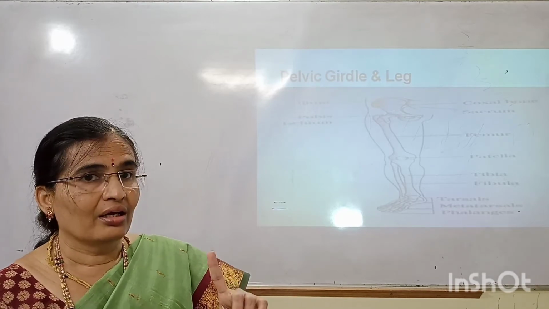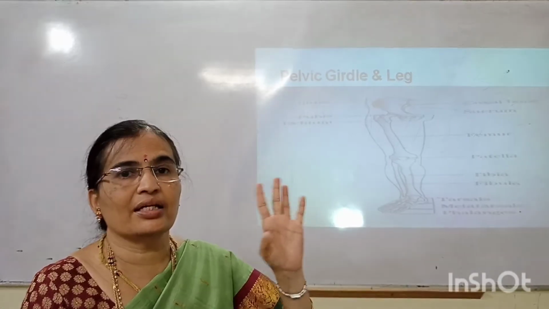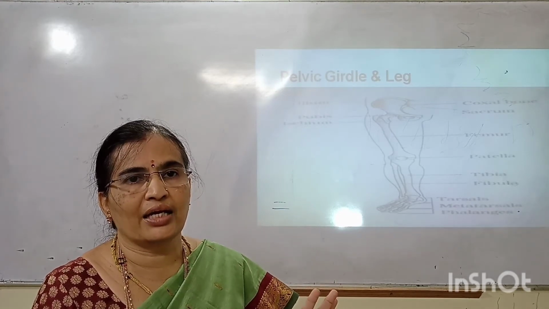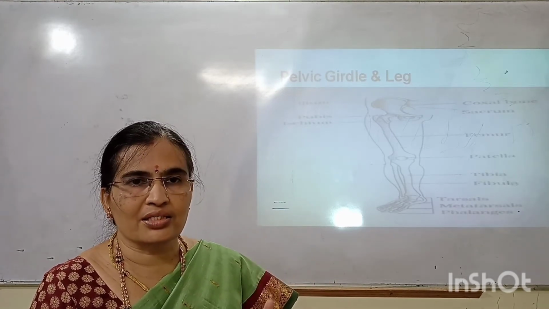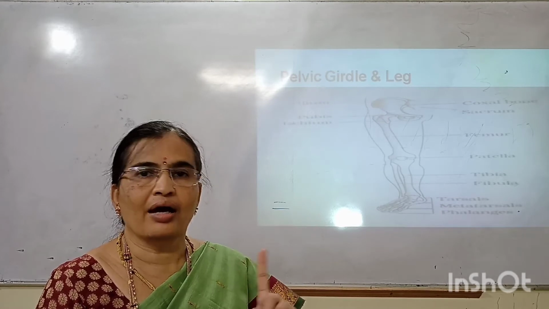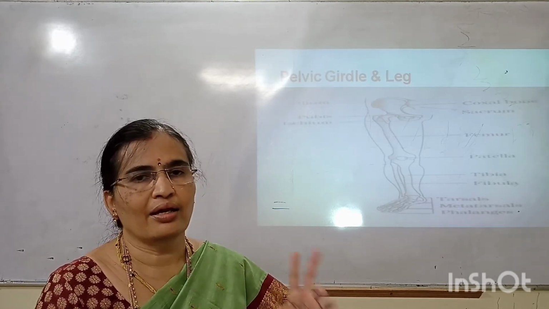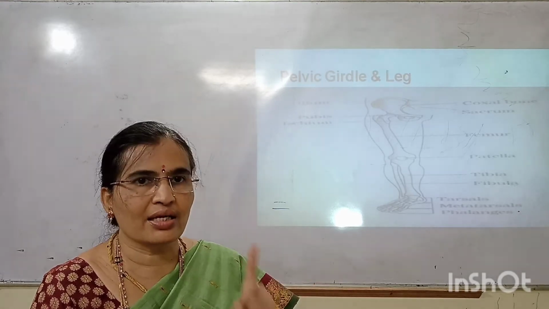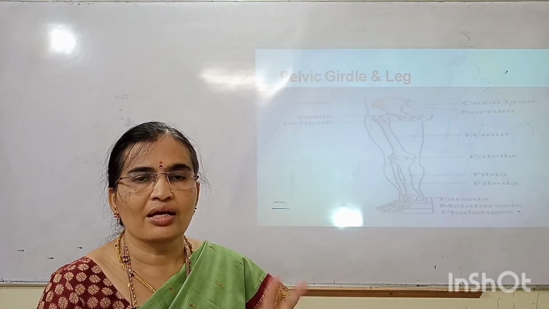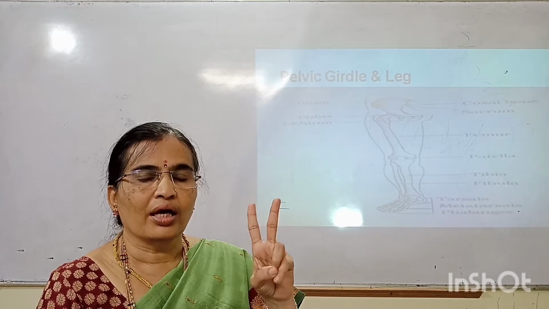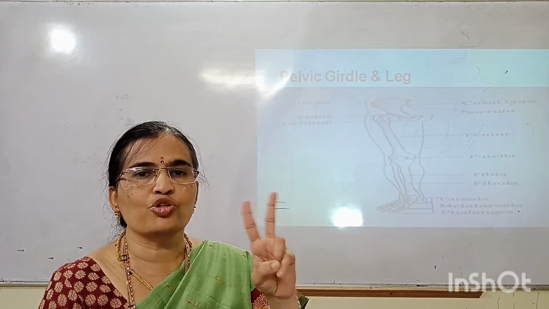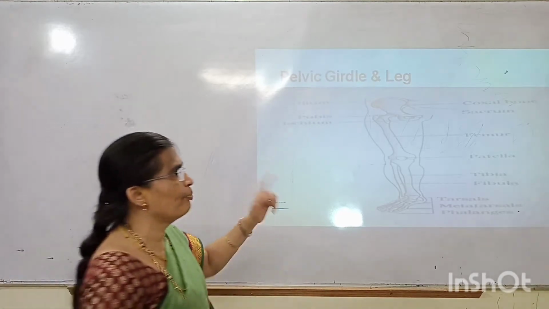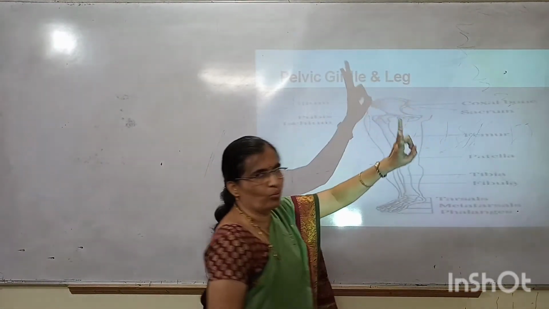So just now we have discussed totally how many bones are there in the appendicular skeleton. That is 60 in hands, 60 in legs. Then how many were remaining? Out of 126, 6 were remaining. Out of 6, 2 pairs in the pectoral girdle, that means 4 in the pectoral girdle, and in the pelvic girdle 2 in number.